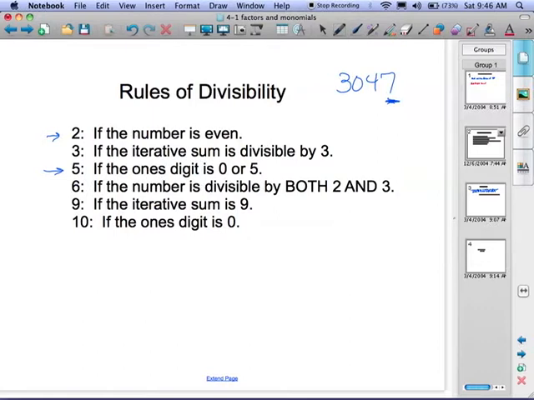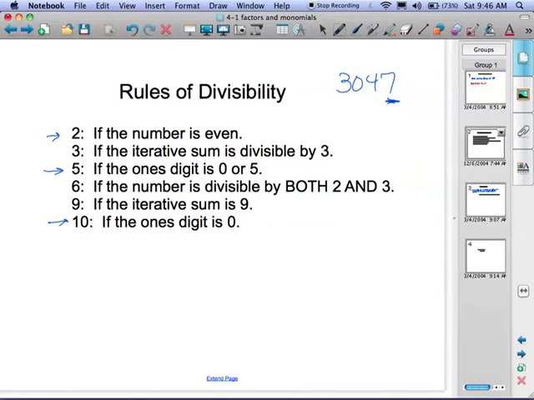And finally, the rule for 10. All you have to do, again, is look at the number and make a decision. If the ones digit is a 0, the number is divisible by 10. In our example, 3047, 7 is not a 0. That number is not divisible by 10. So the rules for 2, 5, and 10 require you to look at the number and make a decision based on how it looks. No math involved. However, the rules for 3, 6, and 9 involve some interesting math, but you're going to use that math for all 3 problems.